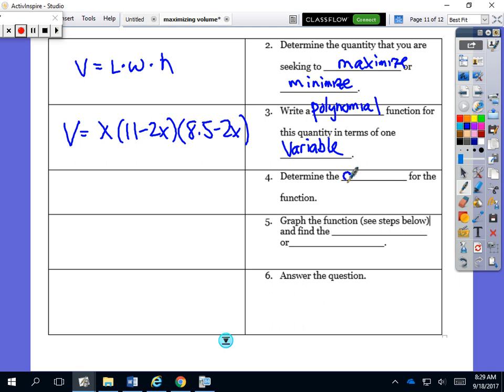Now we need to think about what would be the domain. What are the possible values of x? Well, we know it can't be anything less than 0, so x has to be greater than 0. What about the maximum x value? If the shortest side is 8.5 inches long, and I cut more than half of that out, I wouldn't be able to make a box. So the highest x value can't be more than half of that shortest side. Half of 8.5 is 4.25.